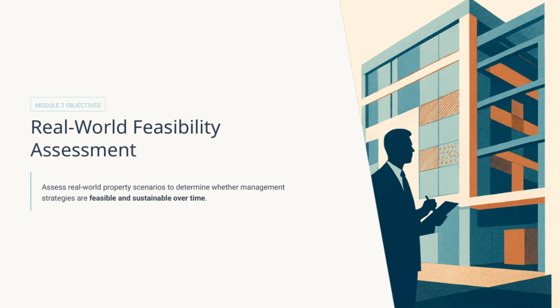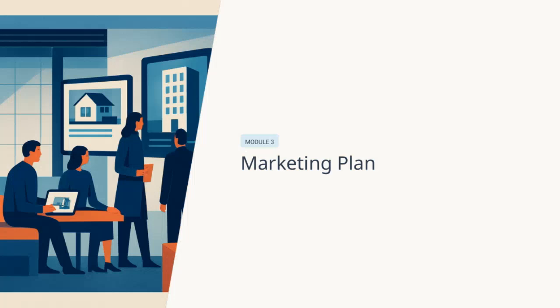Let's now focus on assessing real-world property scenarios to determine whether our management strategies are not only feasible, but also sustainable over time. This means we need to look at actual cases and evaluate if our approaches can stand up to real-life challenges. By doing so, we ensure that our strategies are practical and capable of lasting in the long run. This step is crucial because it helps us avoid plans that might look good on paper but fall apart when applied in the real world. Remember, the goal is to create management solutions that are both effective and enduring, supporting the overall success of our property management efforts.